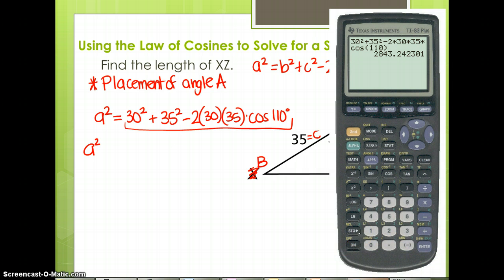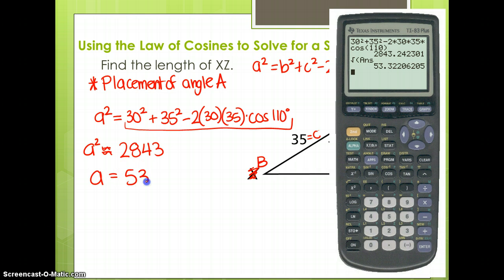And whoa, okay, so you say 2,800 doesn't seem like a reasonable number. Well, notice A squared is the number we just got, about 2,843. So we don't want A squared, we want to know what A is. So we need to take the square root of that number, and that's actually our value for A. That missing side for us is 53, and we'll round to tenths, about 53.3.